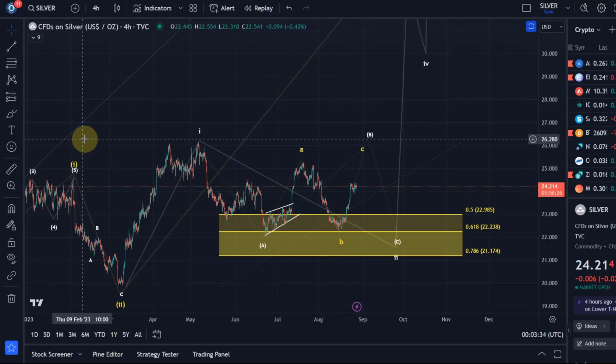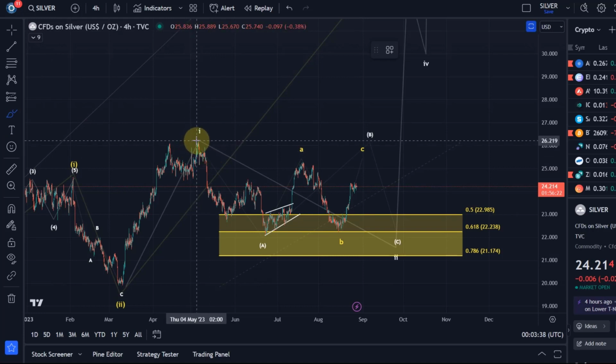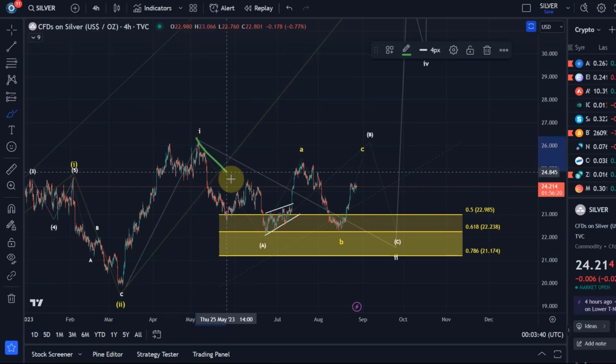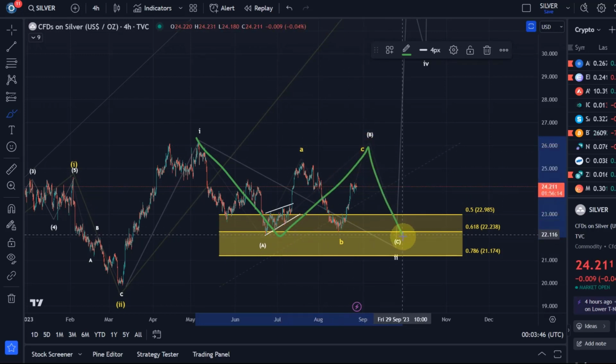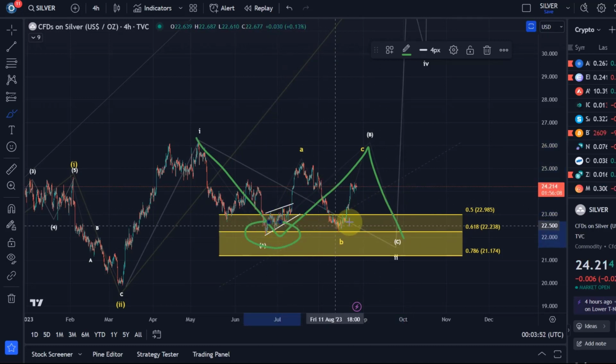Now, at the moment, my main scenario is that price came down off this wave one high in an A wave, now moving up probably in a B wave, and we would then come down in a C wave once more. The reason is I don't have a very clear bottoming structure in place here. I don't like these double bottoms. They are not clear and they typically don't hold.